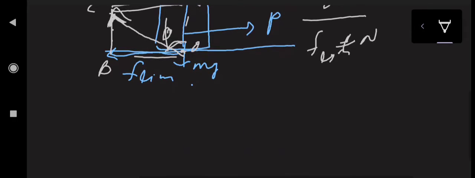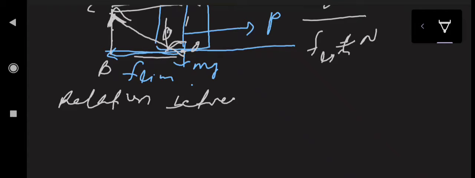So if you want a definition for that, we can say that the angle which the resultant of the normal reaction and limiting friction makes with the normal reaction is called the angle of friction. And also we have a relationship between this angle of friction and the coefficient of friction. Coefficient of static friction is mu s, and angle of friction is phi.